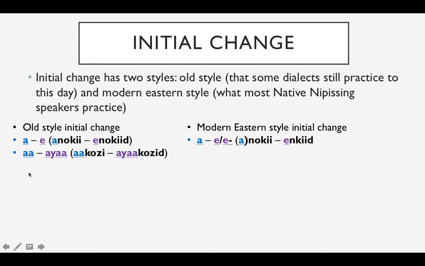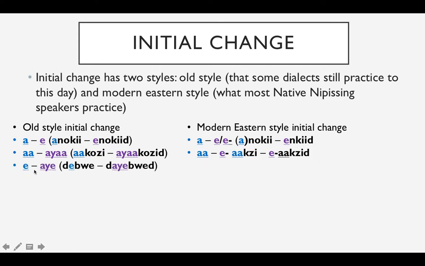Next, in the old days, they had a double A and it changed to an aya sound. So they have akwaze, he or she is sick, and then it would change to ayakwazit, she or he that is sick. So in today's modern Nipissing style, our double A's, we don't really get rid of them. We just add a hang prefix. So oxe, he or she is sick, becomes eoxid.